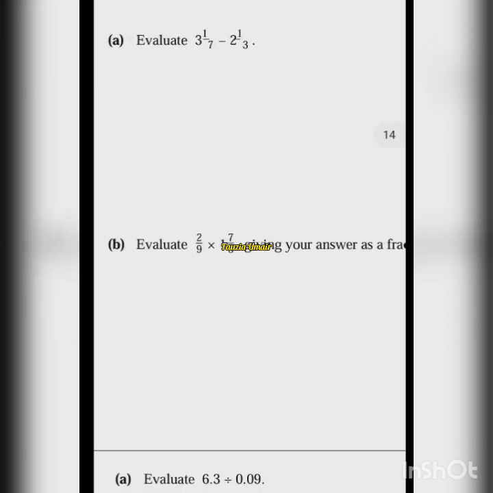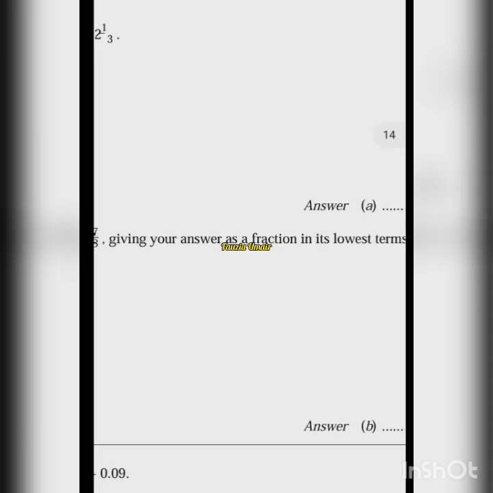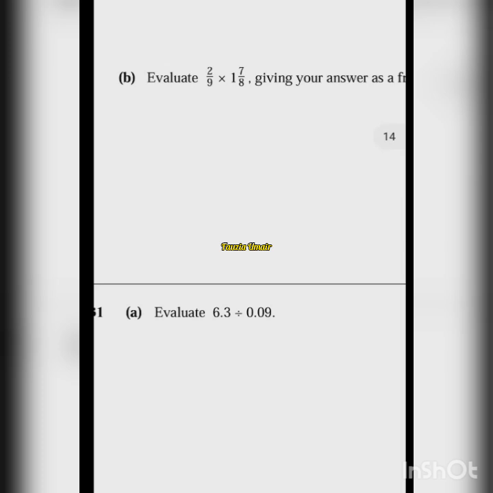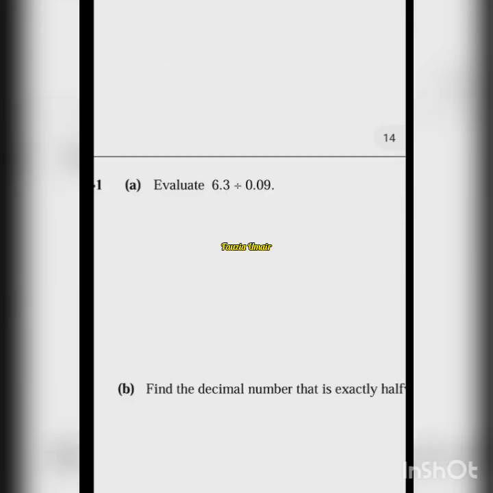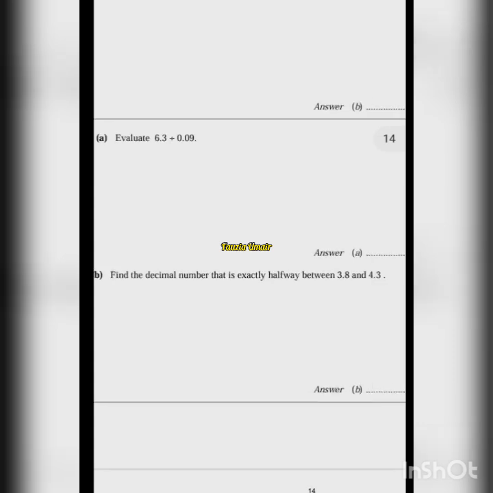ठीक है. So next question is interesting. Evaluate, मतलब we need to solve. Giving your answer as a fraction in the lowest, मतलब the simplest form. This is also easy. You can solve it on your own. So moving on to the next question. Evaluate. Can I skip that also? Yes. All right. So we have another kind of question. Just like difference, I need to discuss this also. Find the decimal number that is exactly halfway between 3.8 and 4.3. Anybody else, how to solve it?